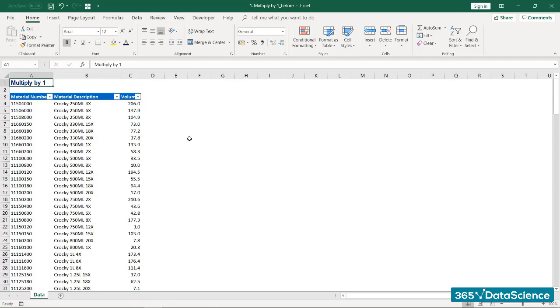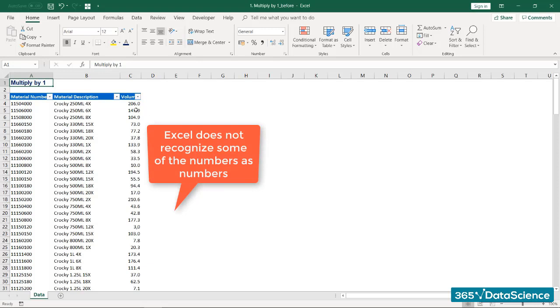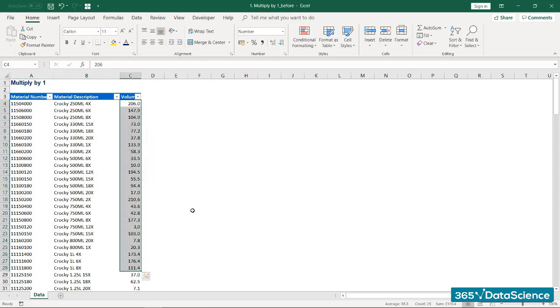A very neat trick I have found myself using in times of need is multiplication by 1. What I mean by that is that quite often, Excel does not recognize one of the numbers you are working with as a number. Due to some previous formatting or for a different reason, Excel reads the number as text, and that's not always easy to see.